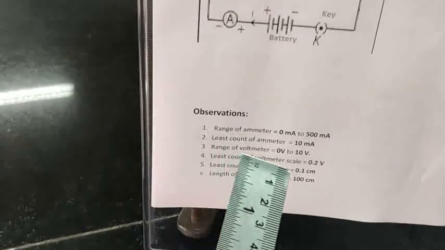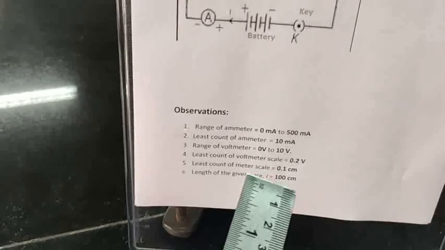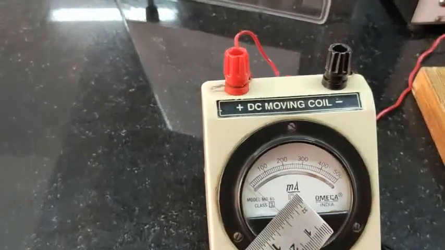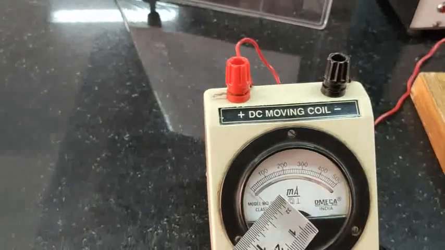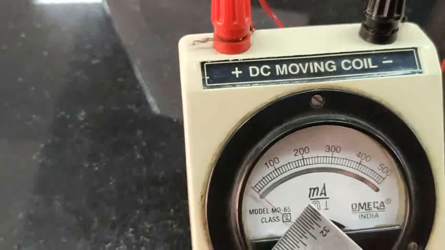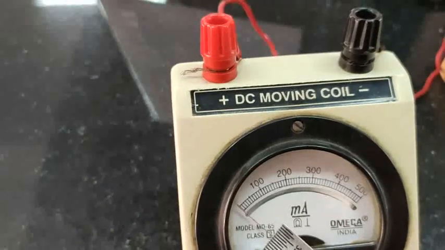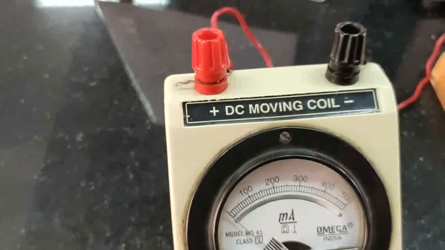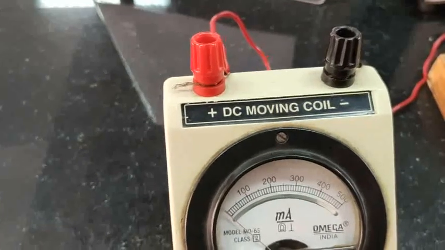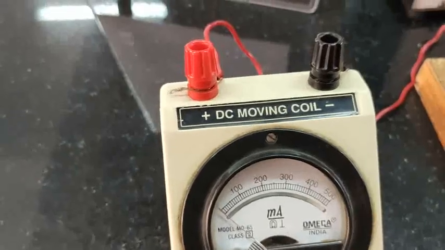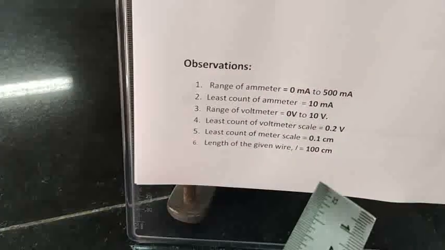Now the least count of the ammeter. What do we mean by least count? Least count means the minimum measure of the device. Here you can see that 10 divisions are printed as 100, so one division value is 10. One division can measure 10 milliampere. So 100 divided by 10 is the least count of the milliammeter, which is 10 milliampere.